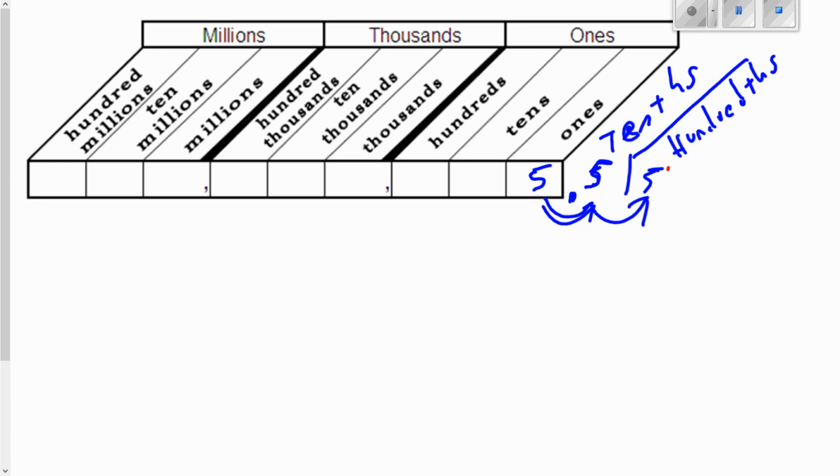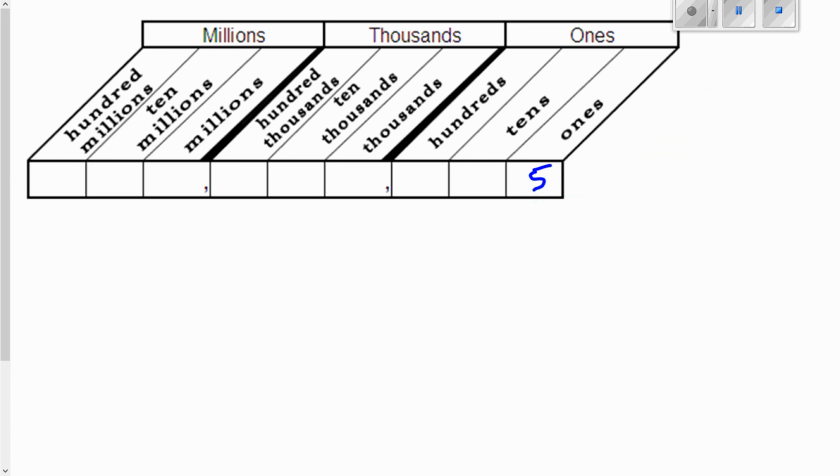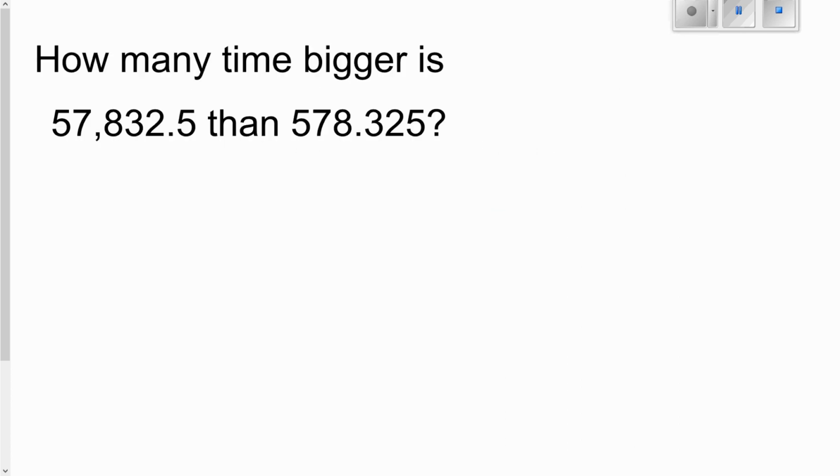That's the thing that we need to keep in mind as we're looking at any of these types of problems. When you move to the left, each place gets 10 times bigger. When you move to the right, each place gets 1/10 as big, which is sometimes said as 10 times smaller. 2 places is 100, 3 places is 1,000. Let's take a look at some examples.